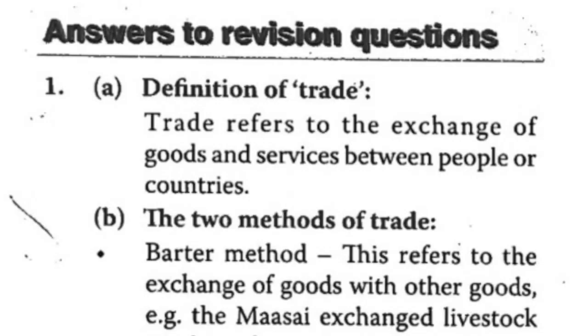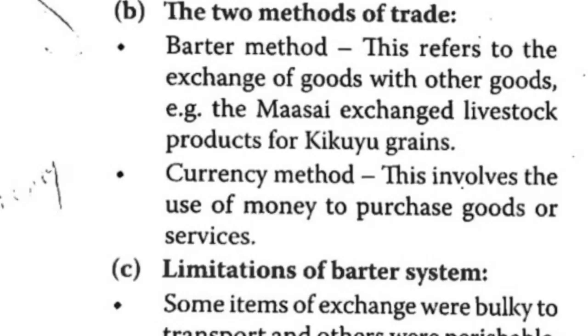Question 1a. Definition of trade. Trade refers to the exchange of goods and services between people or countries. B. The two methods of trade. Barter method. This refers to the exchange of goods with other goods. For example, the Maasai exchanged livestock products for Kikuyu grains.